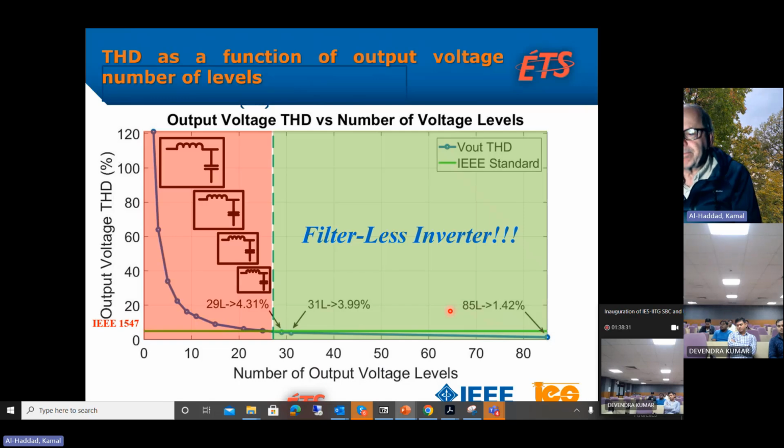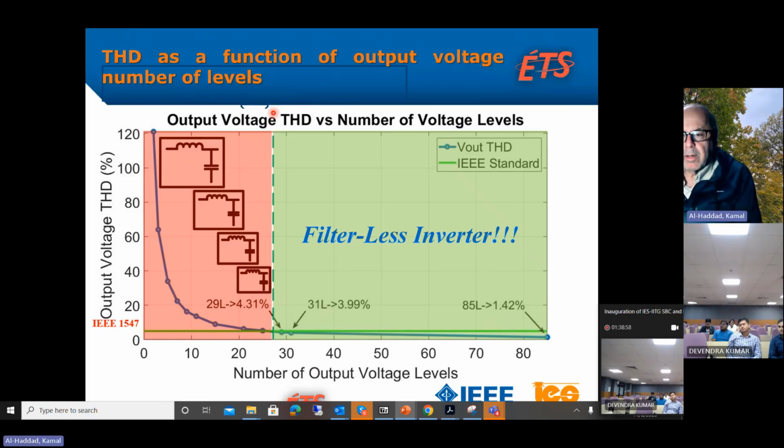The question is, can we have these 85 levels? Yes, we can. At what price? We can discuss it. Definitely, we can discuss it. Can we have 29 levels and accept 4.3% THD? Yes, it's very reasonable to have 29 levels of line-to-line voltage and get it.